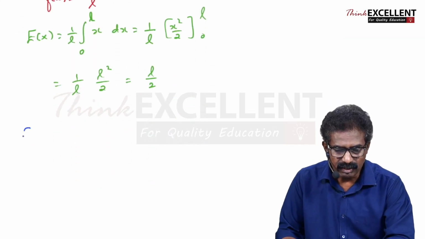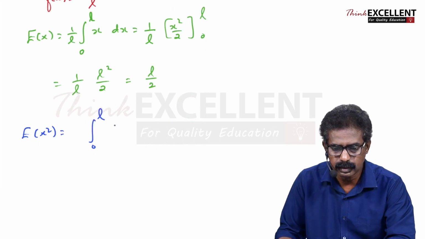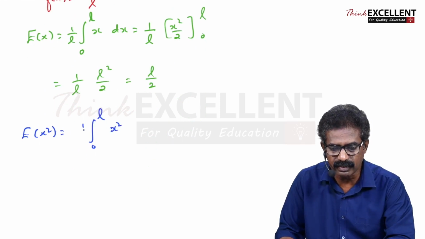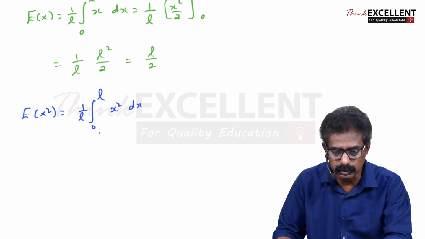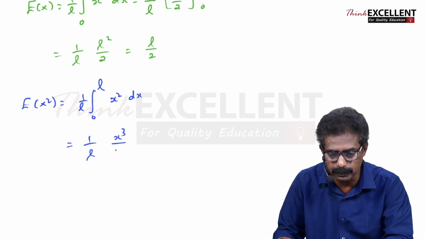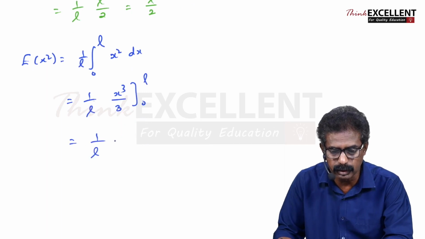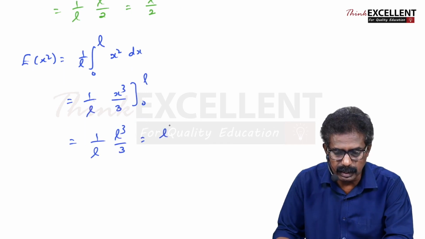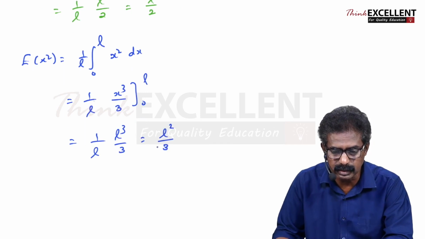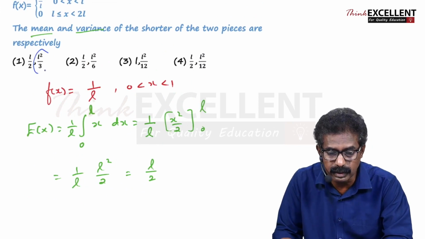So now we find E of x square. Integral x square into f of x, 1 by L dx. 1 by L is a constant, so I'm writing it outside. So 1 by L into x square integration, x cube by 3, limit 0 to L. That is 1 by L into L cube by 3 minus 0. Cancel, you are getting L square by 3.